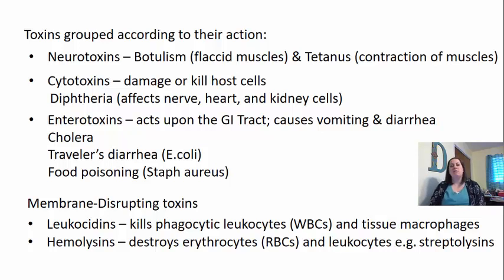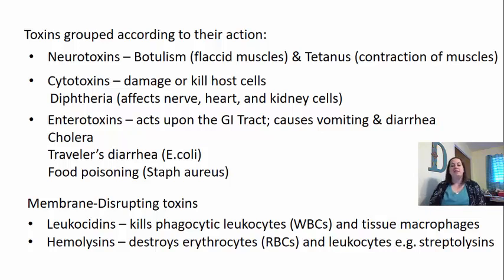There are also some membrane disrupting toxins. We have the leukocidins. These kill phagocytic leukocytes or white blood cells, and they also kill tissue macrophages. These are going to be very important factors of your immune system that they're taking out.